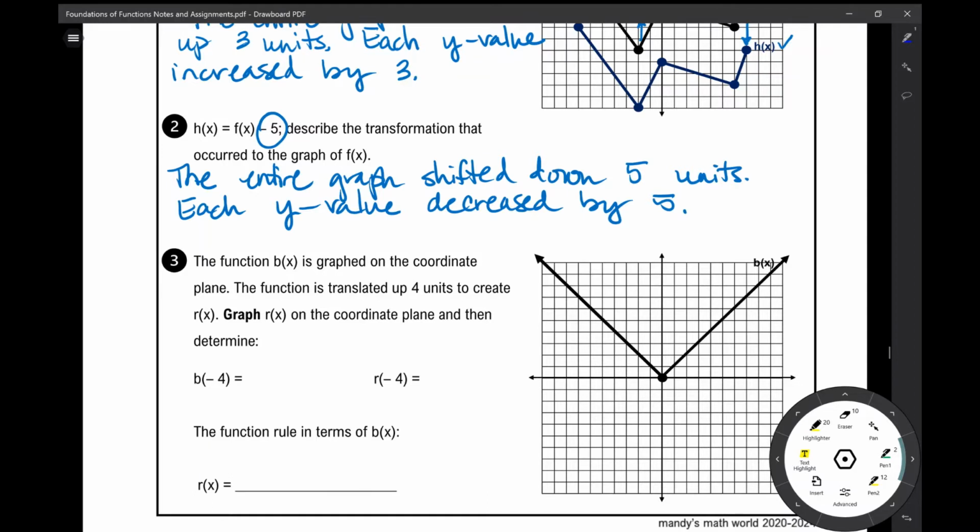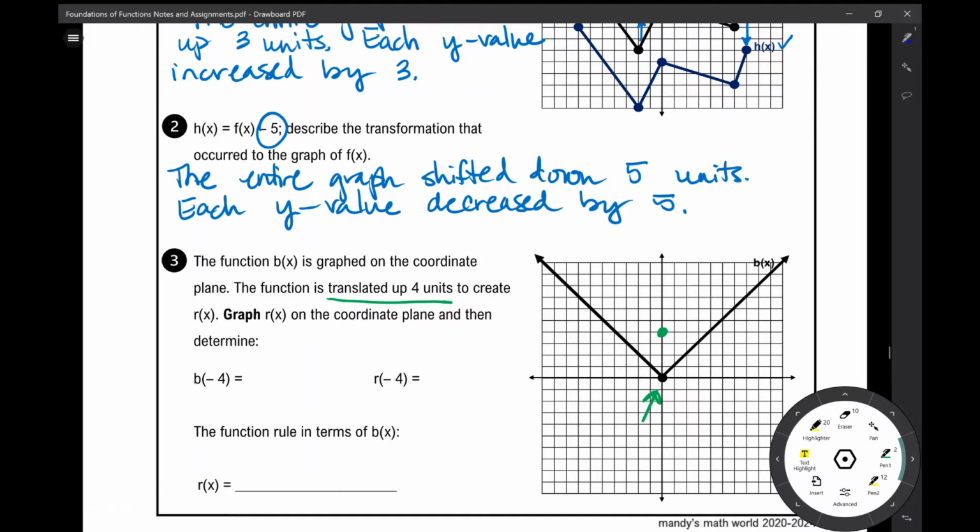Looking at number 3, the function b of x is graphed on the coordinate plane. The function is translated up 4 units to create r of x. Graph r of x on the coordinate plane and then determine b of negative 4, r of negative 4, and then we'll write a function rule. So if I'm going to translate this entire graph up 4 units, I know based on what we just saw that every point on this graph moves up 4 units. So let's start right here with our reference point at 0, 0. That's a pretty nice point to start with. If I move that up 4 units, 1, 2, 3, 4, there's my new reference point.